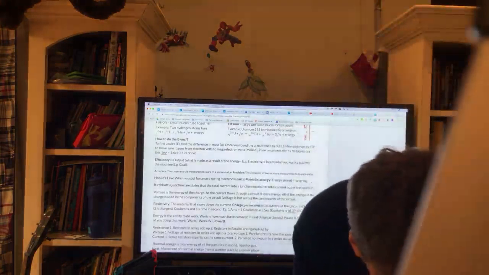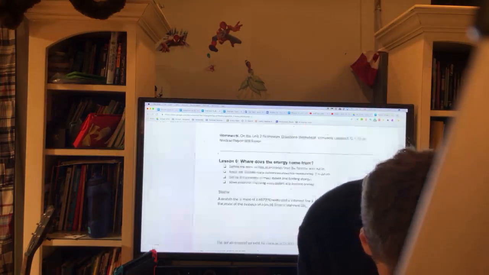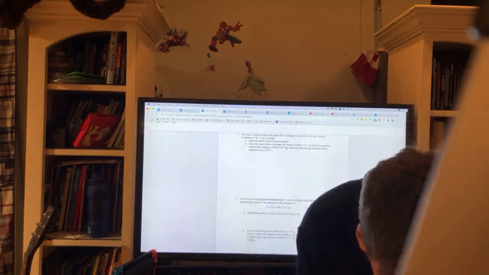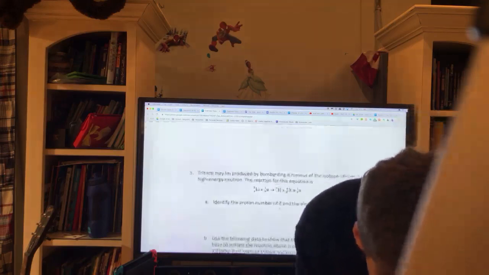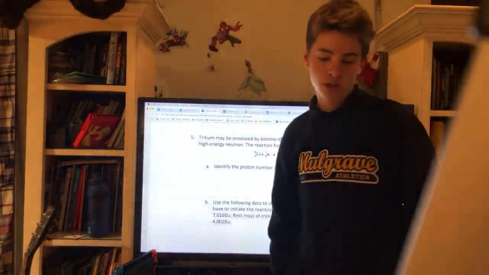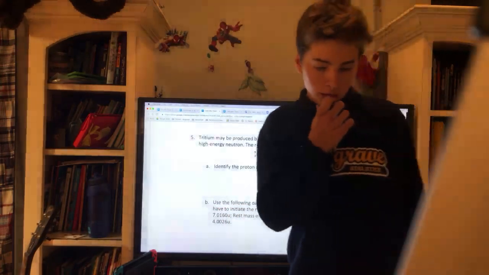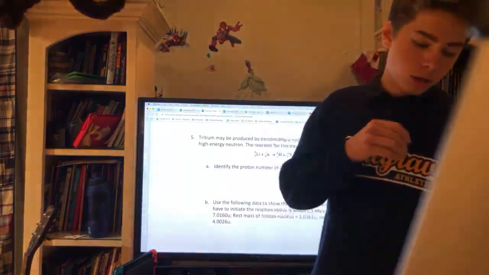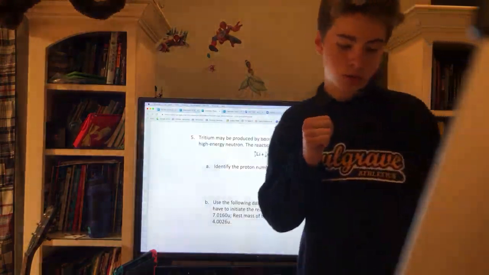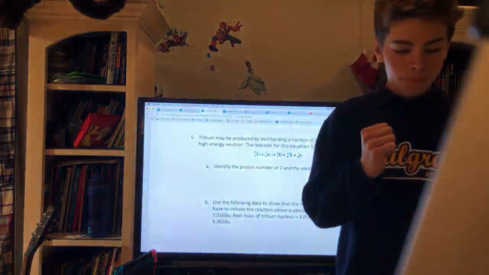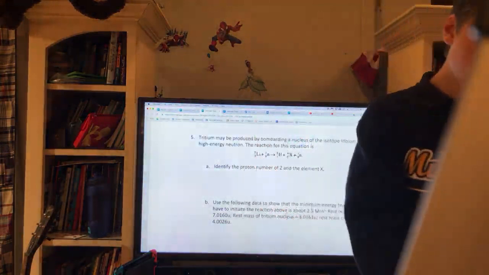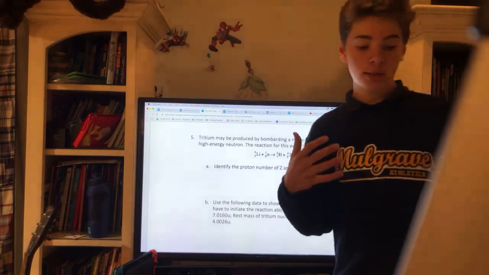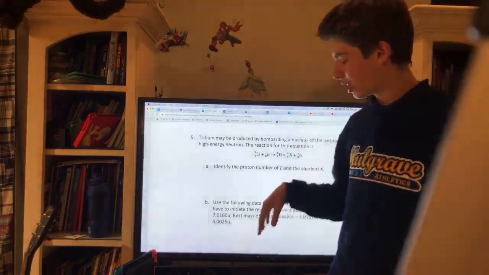So if we go back here, I have to speed up right now. So that's that stuff. You can figure out all these questions. For example, this one right here shows the minimum energy needed to initiate. If I go to part B, the minimum amount of energy a neutron must have to initiate the reaction above is 2.5 mega electron volts. The mass of lithium is this. The mass of the tritium is this. I don't know if you guys can see this right now, but what it's asking me to do is calculate the mass defect and then prove that the amount of energy needed is 2.5 mega electron volts.